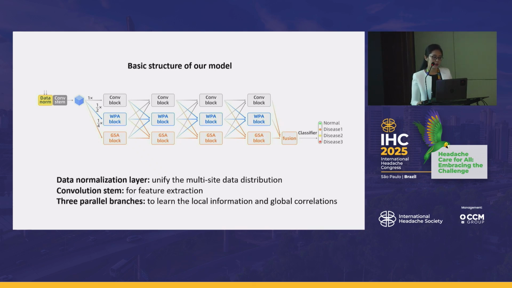And then we have a parallel structure, and it consists of three branches. The first line is the three-dimensional convolution branch. It can capture the detailed information with a voxel-wise receptive field, and it computes on its original resolution. And the second line is the window partition attention block. This block is for computing the global correlations on a window partitioned volume, and it computes on half of its resolution.